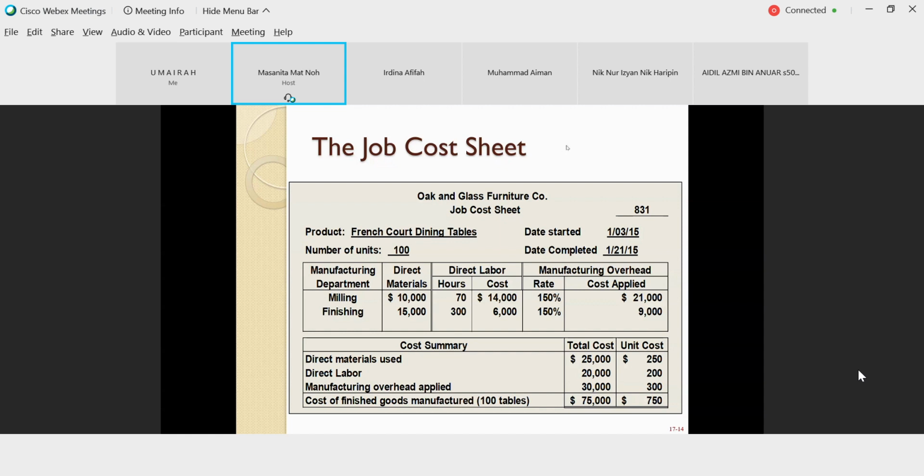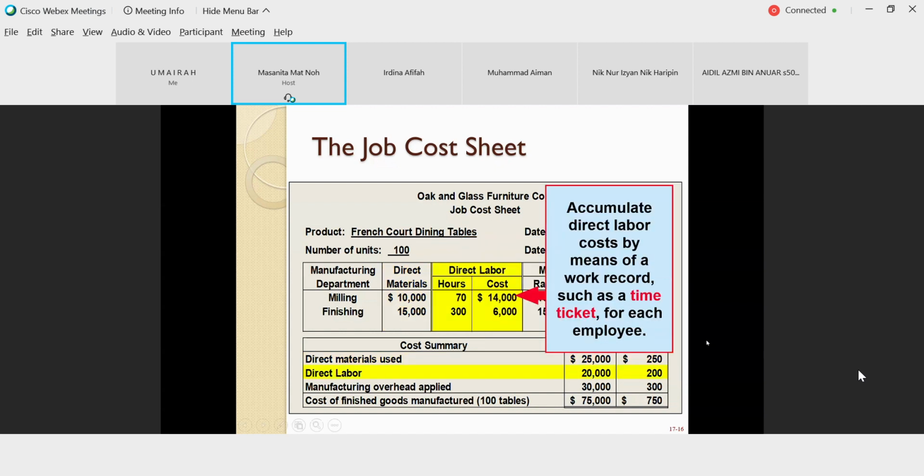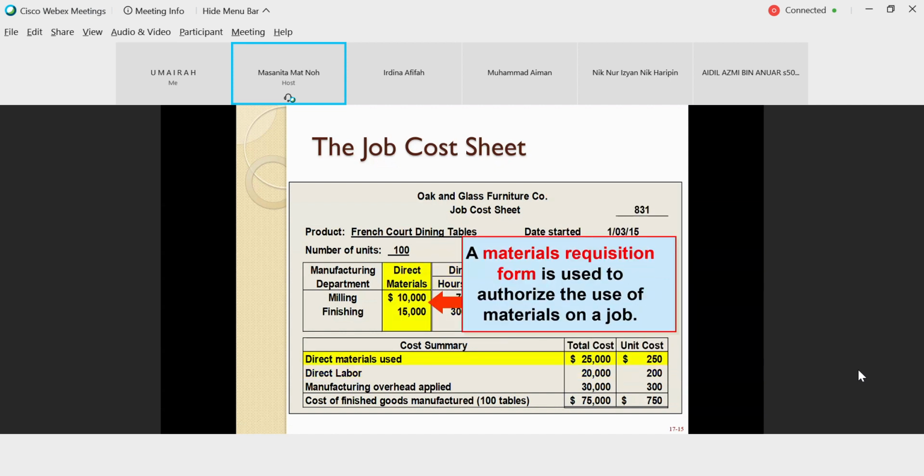So itu yang you all kena buat. You all kena fill in this form. Okay. So maksudnya sekarang ni nak kena tahu mana nak dapat information ni. Mana nak dapat. Okay, contoh macam direct materials here. Alright. Information yang 10,000 dengan 15,000 ni actually you dapat daripada mana?